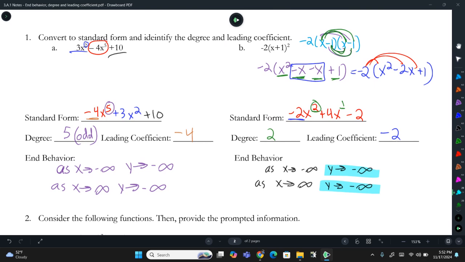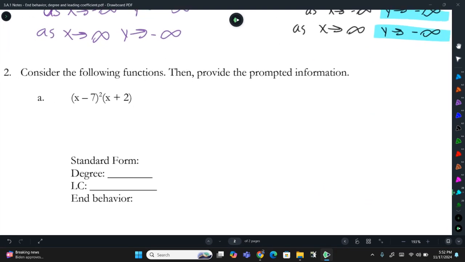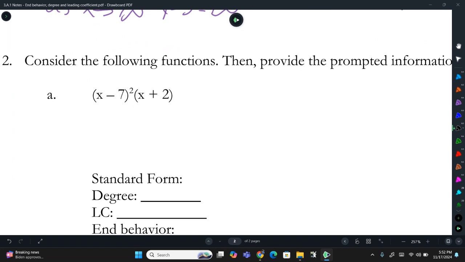So what if we had something like this? Okay, we can't just look at the highest exponent because that's in factored form, or intercept form. We're not going to spend the time multiplying this out. You won't need to for any reason. But what this equals multiplied out is x cubed minus 12x squared plus 21x plus 98. If we were to multiply all that out, this is what it would equal.